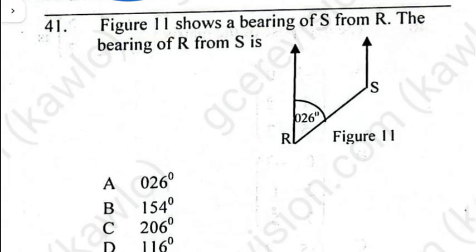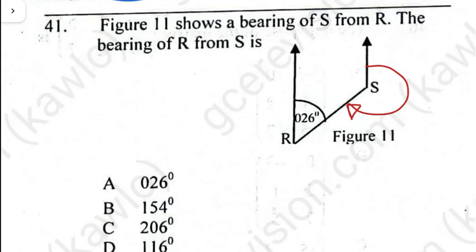Sorry for the distraction and for the slowdown. Bearings are measured clockwise from north. So to get the bearing of R from S, I begin at S. This is the bearing. So how do I get this bearing?